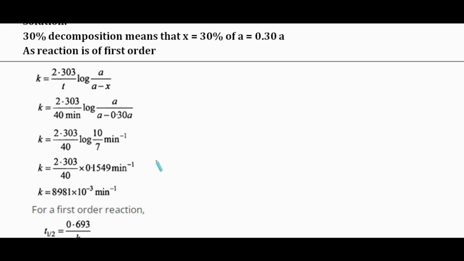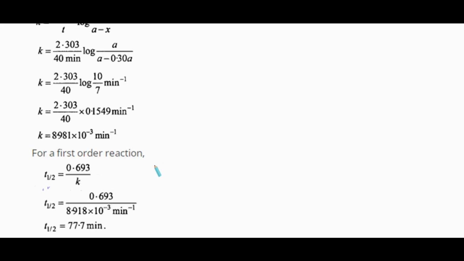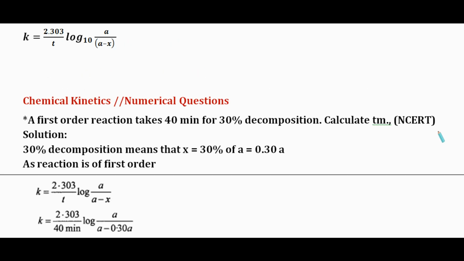On calculating this, we get k equal to 2.303/40 log 10/7 per minute. After putting the value of log 10/7, we get 0.1549 per minute. And by solving, we get k equal to 8.98 times 10^-3 per minute. For first order reaction, t half equal to 0.693/k. By putting the value of k, that is 8.981 times 10^-3, we get t half equal to 77 minutes. This is the half time for the decomposition of this reaction.